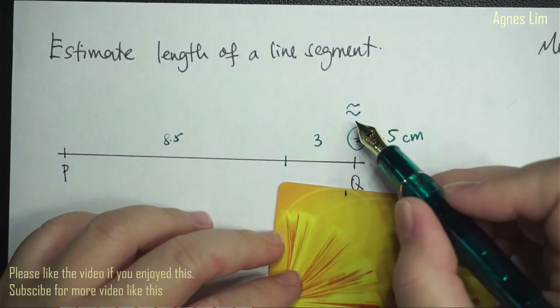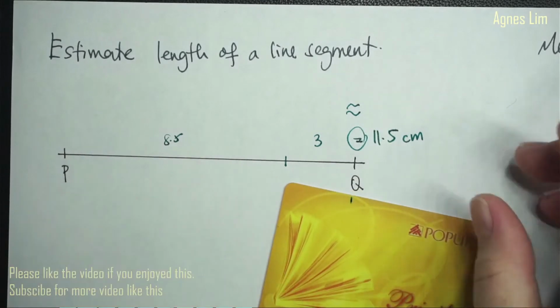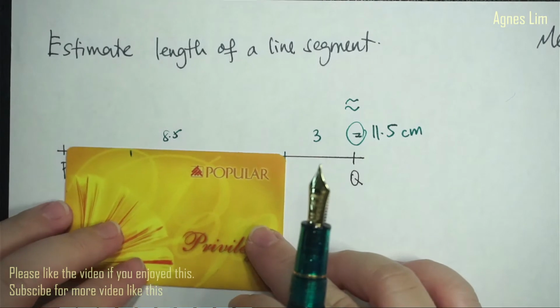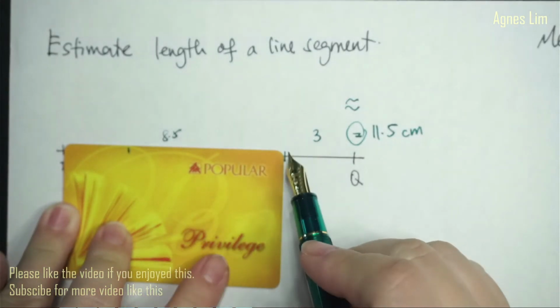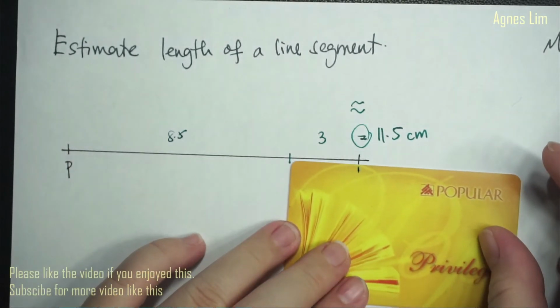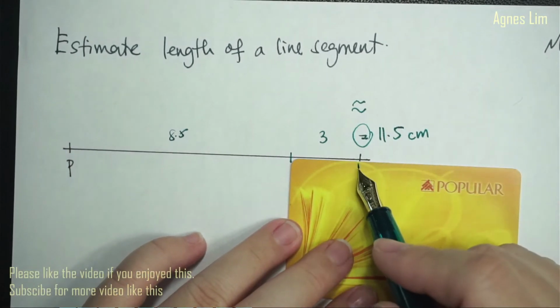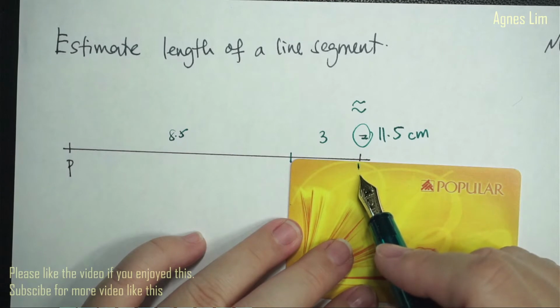这个叫 estimation。So when we are doing this measurement, for example, the card that I measured just now was 8.5 centimeters. So I put a line here and then I move my card over and then I do a marking on this card.